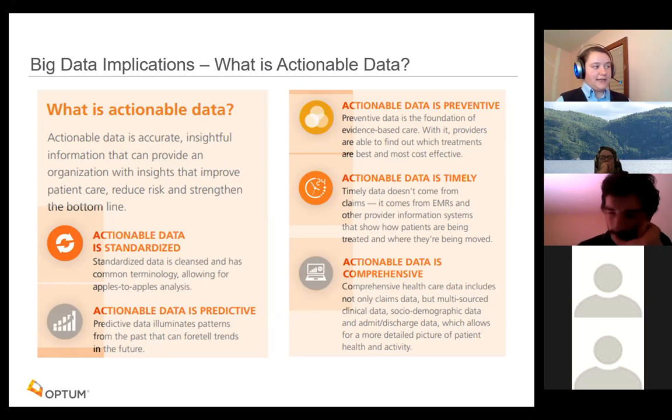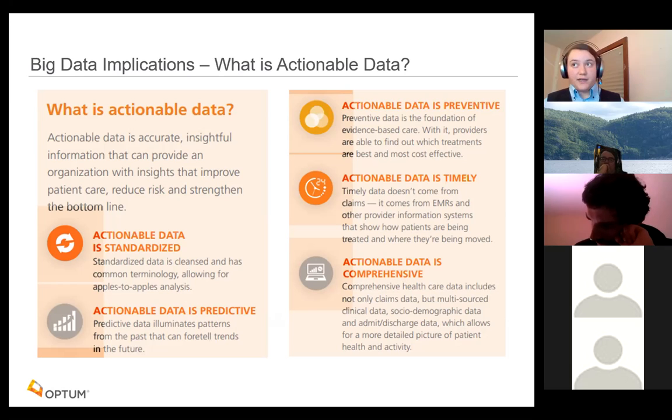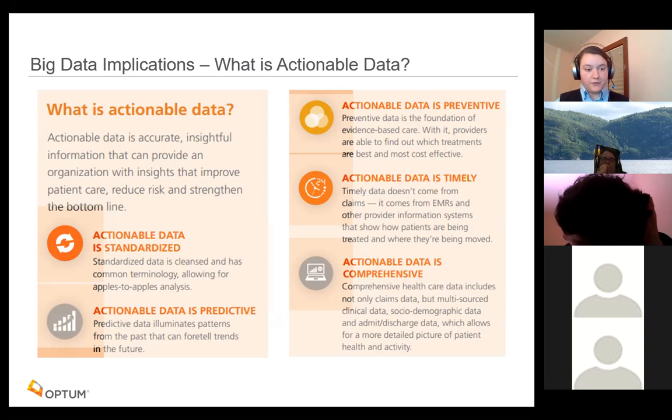So like I mentioned on the last slide, this is really my area of expertise. How do we standardize data in a centralized format that's easy for users to consume so that they can benchmark various providers in a similar zip code, and how effective they are at providing care. Actionable data is predictive. Predictive data illuminates patterns from the past that can foretell trends in the future.